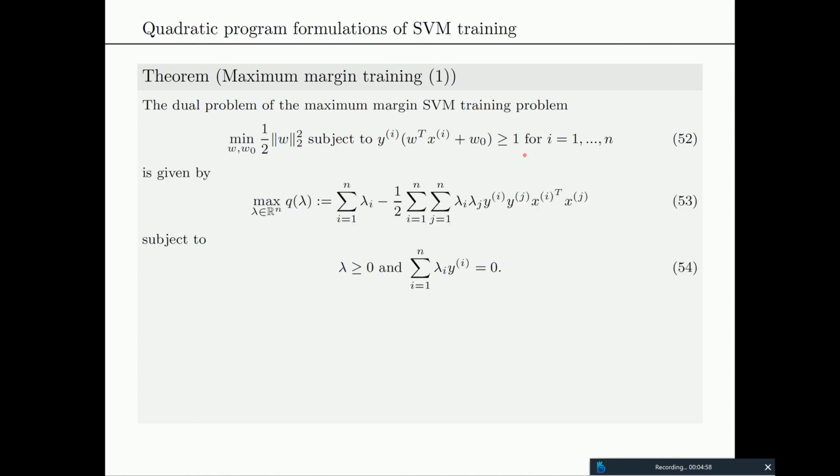Now, the dual problem for this is given by maximizing this function q, which is given by the sum of Lagrange multipliers lambda i, minus 1/2 times the double sum over all Lagrange multipliers, products of our targets, and the dot products of all training feature vectors.